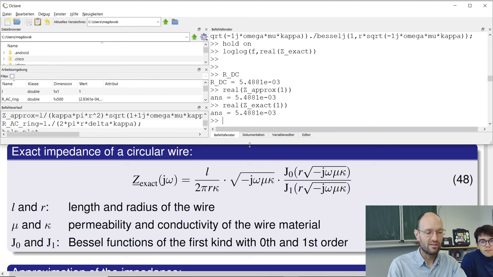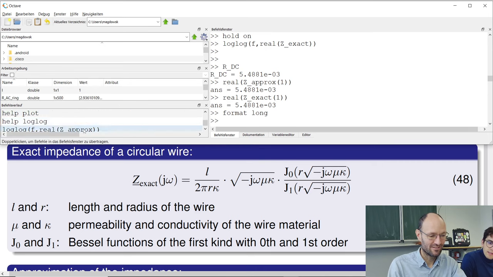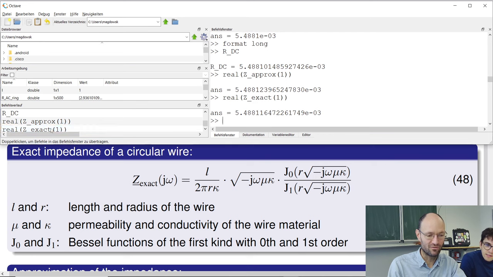Now, how can I get Octave to display more digits of the number? We would need to change the number format and make it longer. So we say format long. And if we say format long, and once again take a look at RDC, yeah, so now we get all the digits. And now we see, okay, yeah, there is some difference between them.